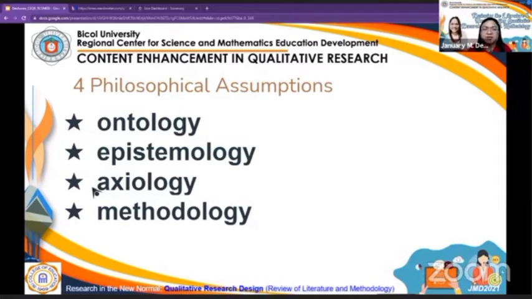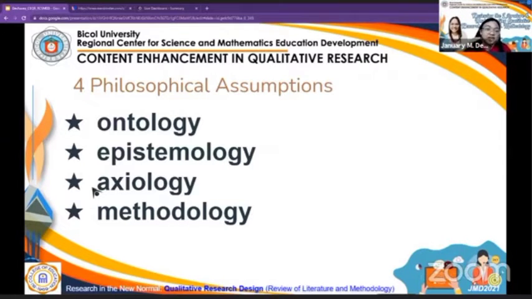And their epistemology: what counts as a researcher, what counts for you as knowledge? How do you think knowledge is produced and how are knowledge claims justified? And then, of course, in social science research and qualitative study, axiology is also important: the role of values in your research. And of course, your methodology, the process of research.